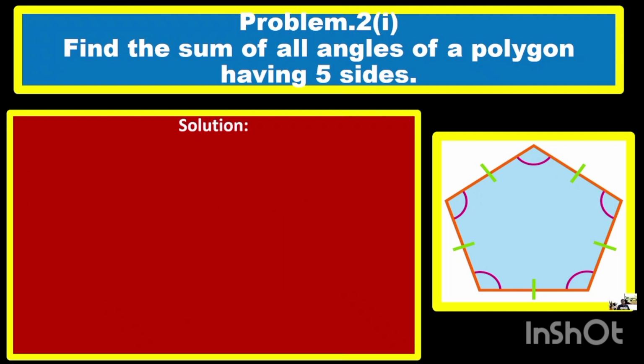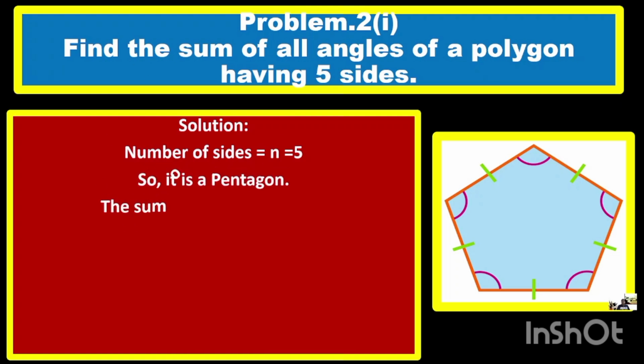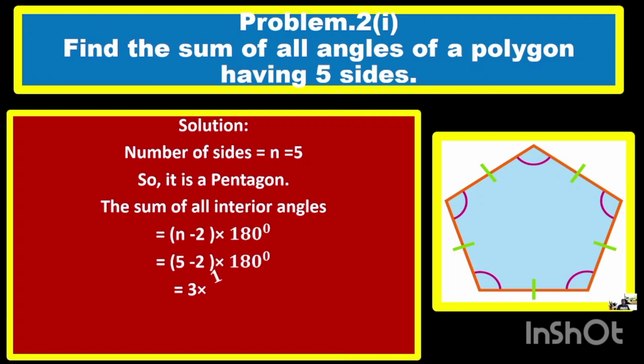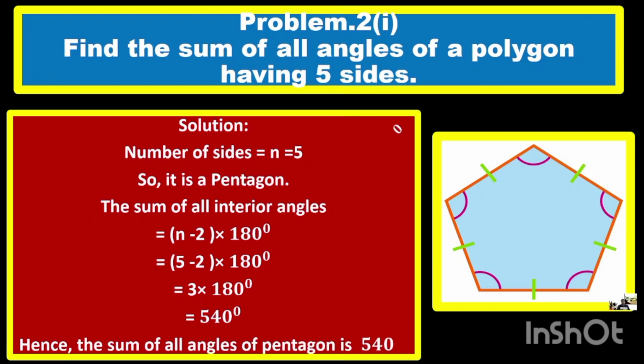The diagram is the most important part of geometry. It is a part of understanding. Number of sides n is equal to 5. So it is a pentagon. The sum of all angles of a pentagon, as per the formula (n minus 2) into 180, is (5 minus 2) into 180, 3 into 180, 540 degrees. Hence the sum of all angles of a pentagon is 540 degrees.